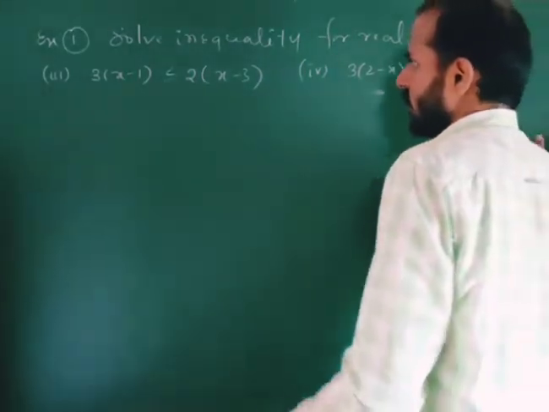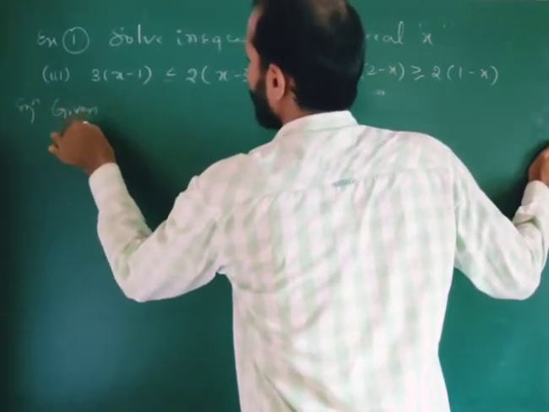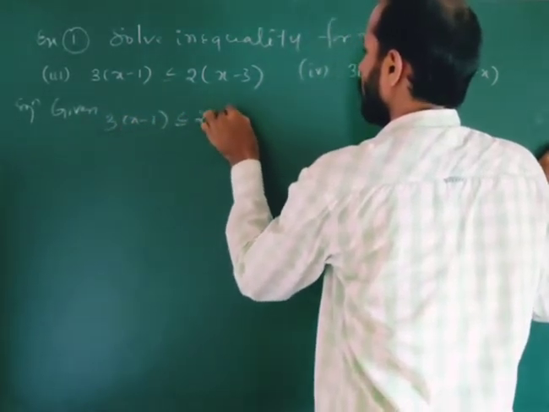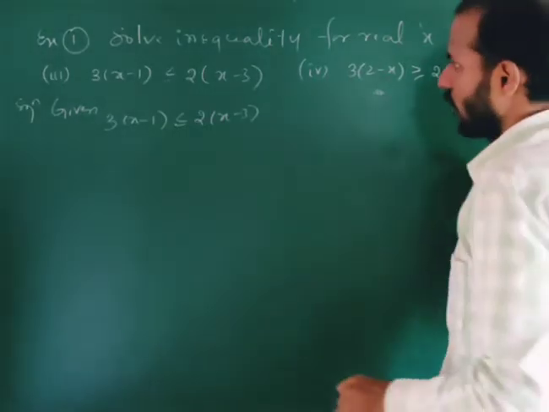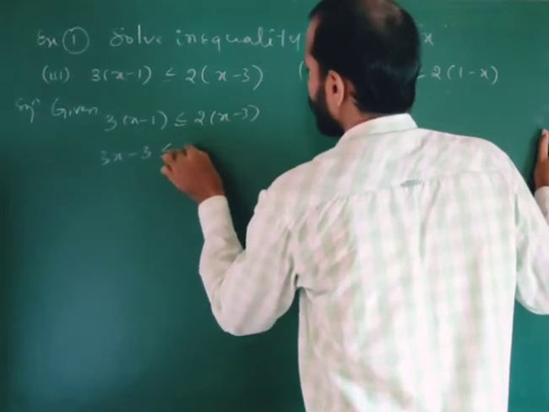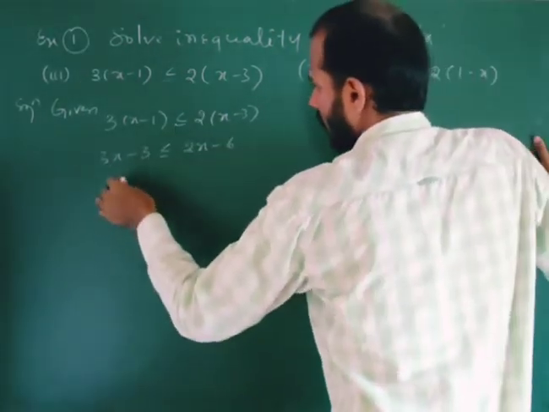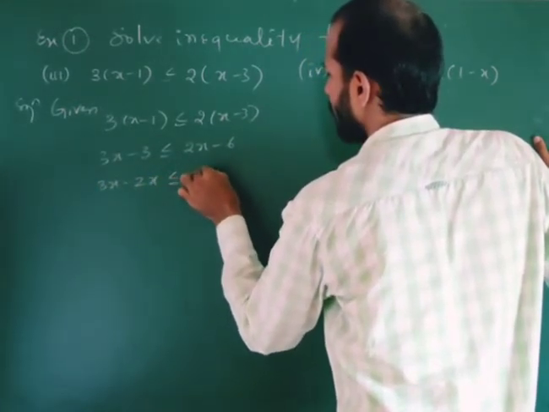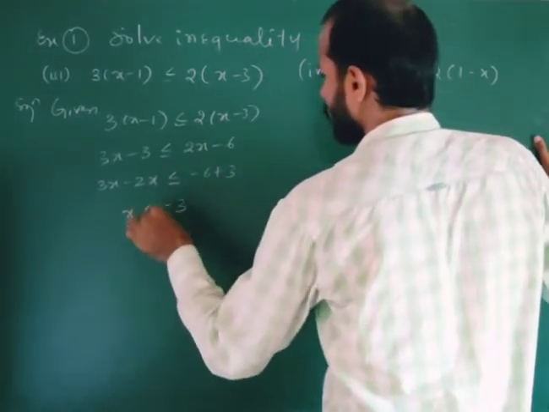Now let us consider the first solution. The given term, 3 times of x minus 1 less than or equals to 2 times of x minus 3, right? Now multiply 3 inside, what do we get? 3x minus 3 less than or equals to 2x minus 6. Now take 2x on the LHS, it becomes 3x minus 2x, which is less than or equals to minus 6 plus 3. Therefore x is less than or equals to minus 3.